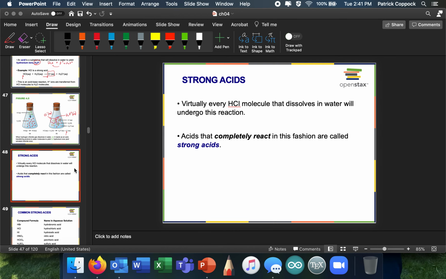All right? Now, strong acids are defined in the following way. Every HCl molecule that dissolves goes through this. Every one. And so we say a strong acid is an acid that reacts in this fashion completely.